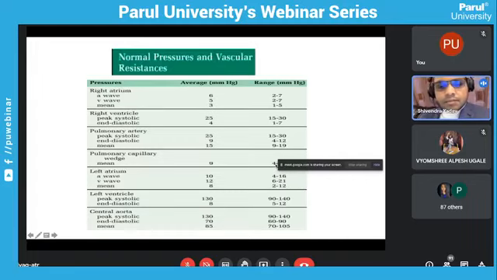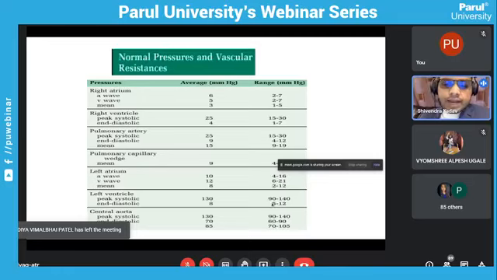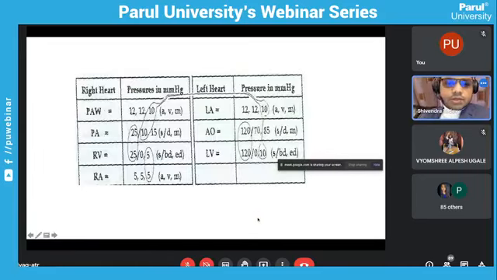Then pulmonary capillary wedge pressure is a mean of 4 to 12 or 4 to 16, which is similar to the left atrial pressure. Okay, left atrial pressure is 2 to 12, which is similar to the end diastolic pressure of the LV, and LV systolic pressure is similar to the aortic systolic pressure. Okay, as you can see, with this chart we have tried to show you what is similar to what. Okay, now this is very important.